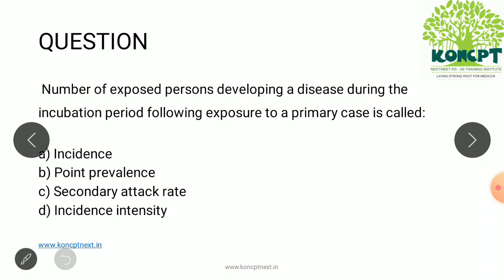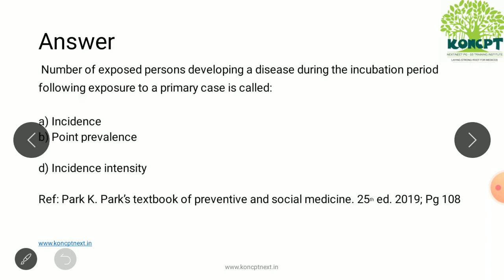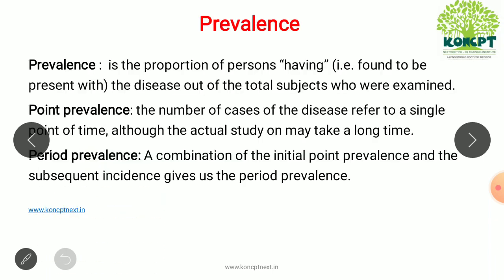Firstly, we will start with a question. Number of exposed persons developing a disease during the incubation period following exposure to a primary case is called as. So the answer is secondary attack rate. So we'll see how it is.